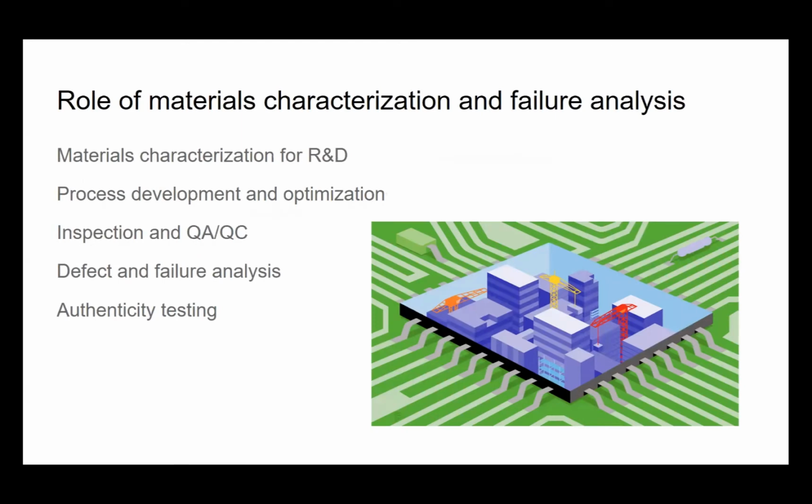As mentioned, the role of materials characterization and failure analysis cannot be underestimated in semiconductor development. It starts and begins with materials characterization for research and development, process development and optimization, inspecting parts and QA/QC along a manufacturing chain, doing defect and failure analysis, and then more recently, authenticity testing, proving that chips you have were indeed manufactured by your process and not counterfeit.